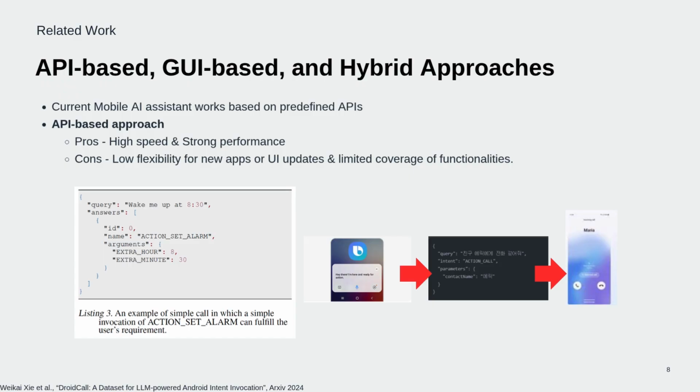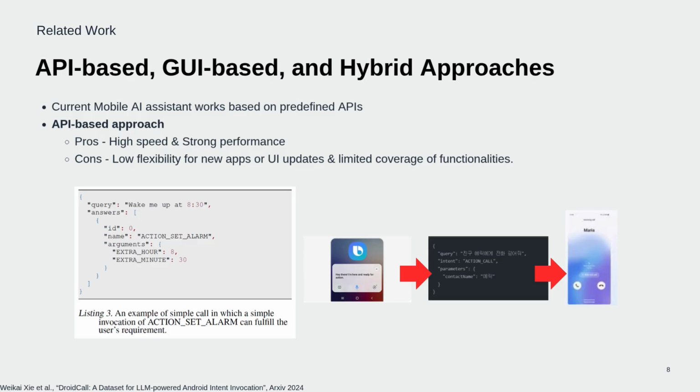The current mobile AI systems work based on predefined APIs. The biggest advantage of the API-based approach is high speed and strong performance. It directly triggers the mobile functionalities. However, there are some limitations. It lacks flexibility for new applications or UI updates, and it shows limited coverage of functionalities. Because I mentioned that they work based on predefined APIs, the supported functionality is very limited.